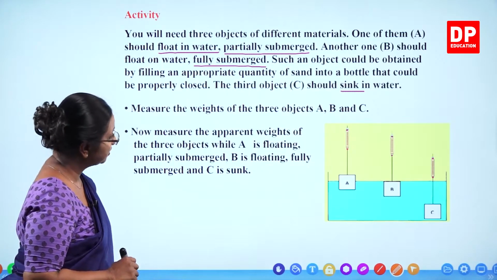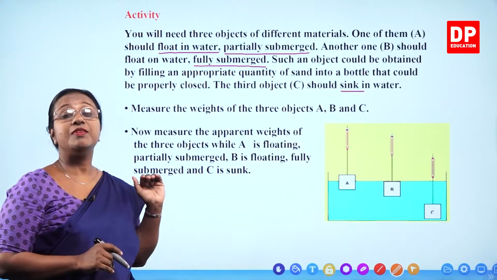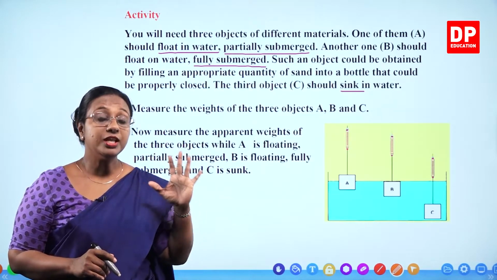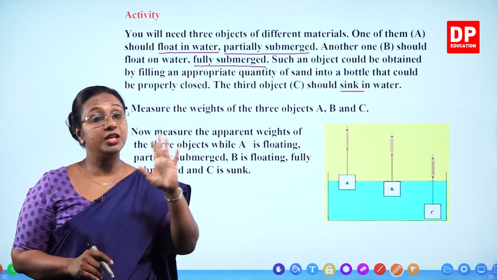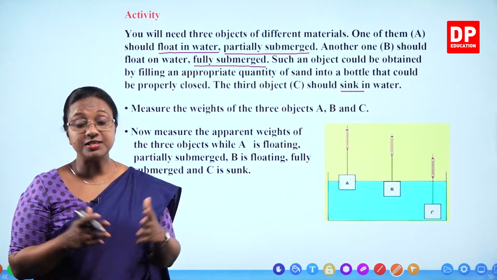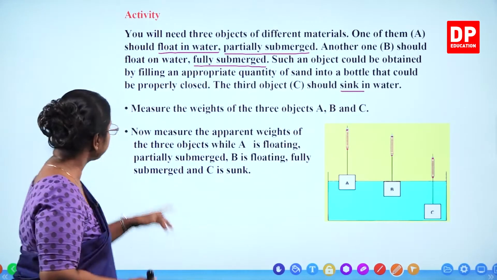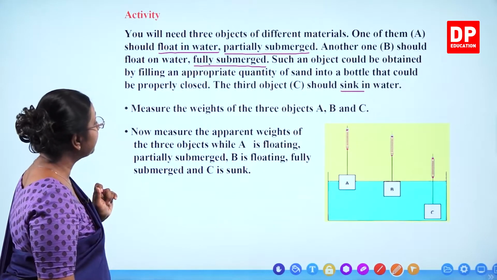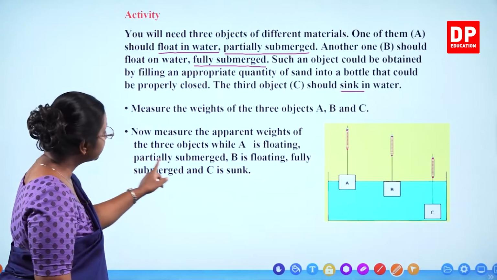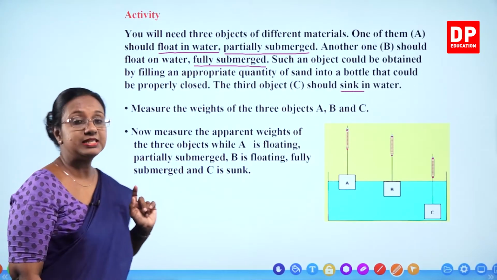Measure the weights of the 3 objects, A, B and C. So here you are going to measure the weight of the object in air. Why? You need to know the real weight. You need to get the apparent weight. Then only you can find the upthrust and also you can establish a relationship. Now measure the apparent weights of the 3 objects while A is floating, partially submerged, B is floating, fully submerged and C is sunk.